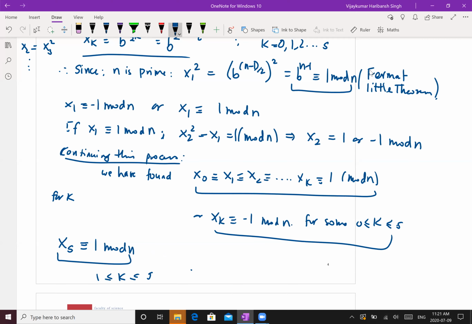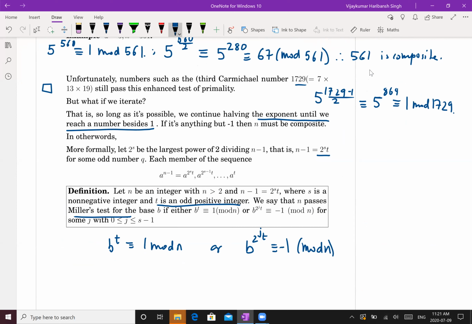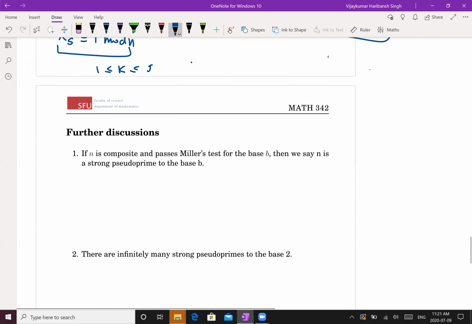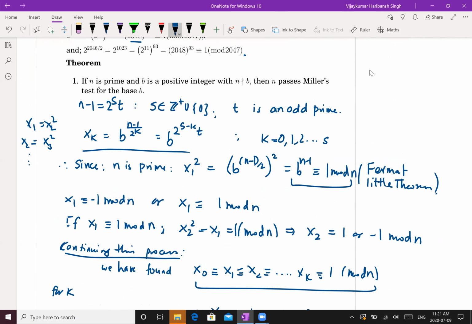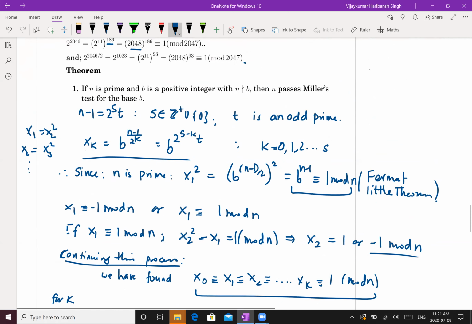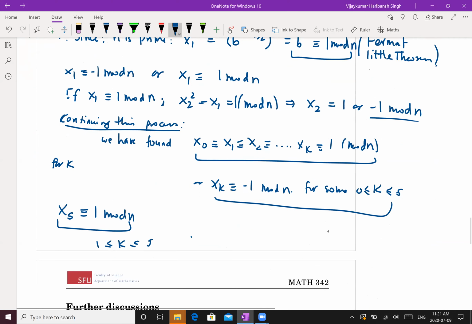So therefore this passes the Miller's test. Okay, so let's have another look at Miller's test. So what does Miller's test tell us? That it passes the Miller test if either we have b to the power t congruent to 1, or b to the power 2^j t congruent to -1 mod n for some j in between. So we continue the halving process until either we stop at -1 mod n for some power, or we keep on going all the way until b to the power t, and get 1 mod n. Okay, so that's the idea.